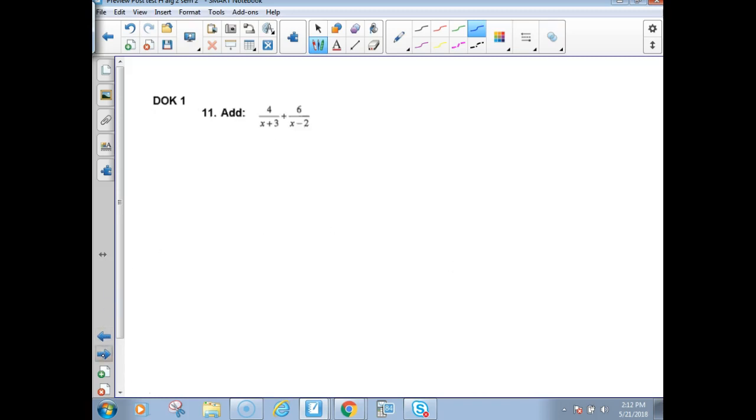Okay, 11. We need to add. This was one of our less strong concepts over the semester. We need to get a common denominator in order to add. So we need to multiply the first fraction by x minus 2. Okay, I'll need parentheses around my x plus 3. The second fraction, 6 over x minus 2, I need to multiply by the x plus 3, top and bottom.